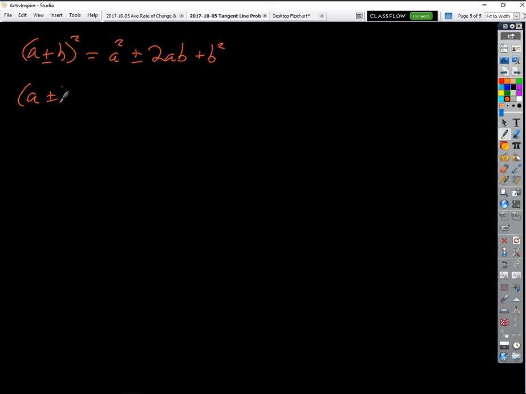a plus or minus b cubed equals a cubed plus or minus 3a squared b plus 3ab squared plus or minus b cubed, right? So those are two you really want to know.